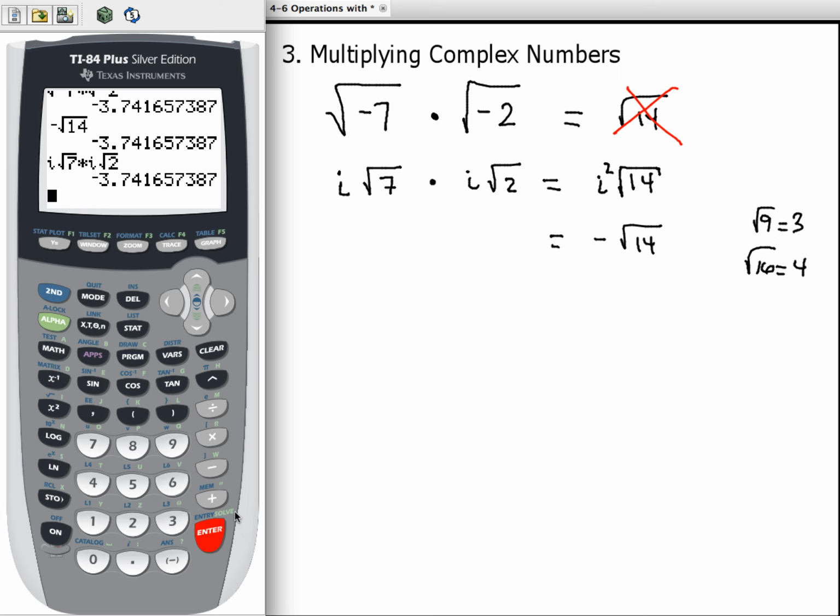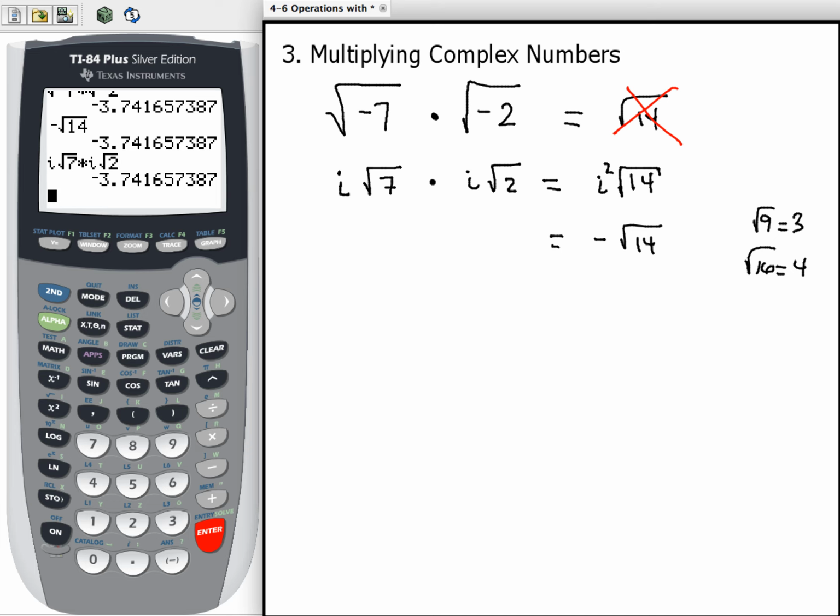So no matter which way I were to type that in my graphing calculator, I would end up getting the same result. What you've got to be careful of, though, is that you don't make the mistake that was there in the first part, where people will think, oh, I can multiply the negative 7 with the negative 2 because they're both underneath the radical. That property does not apply for imaginary numbers, complex numbers. It only applies for real numbers, which means the number underneath the square root would have to be a positive value. So just wanted to show you that real quick because I know that could be something that some of you might see somewhere in your dealings with this.